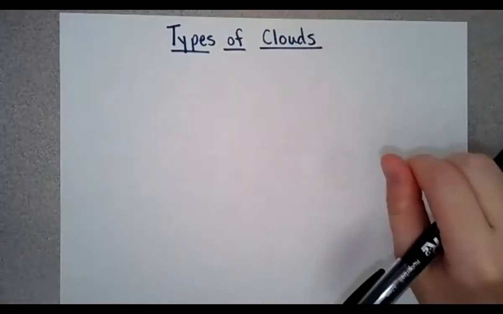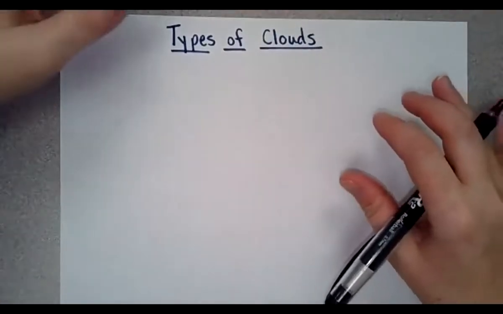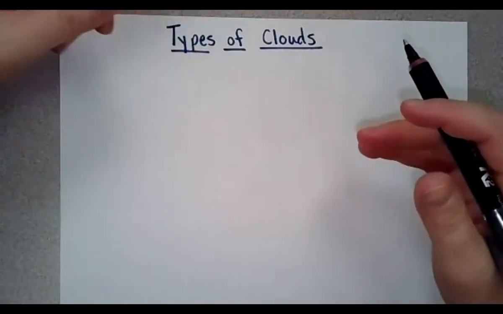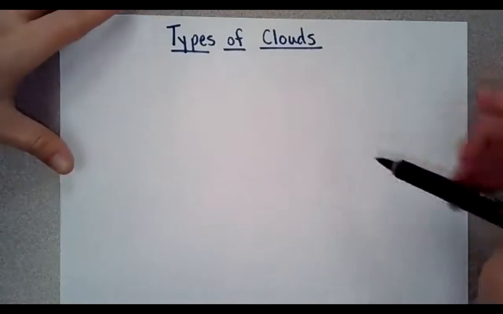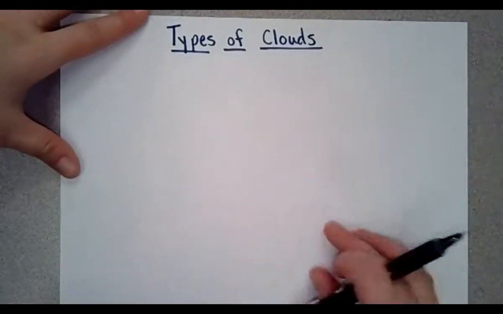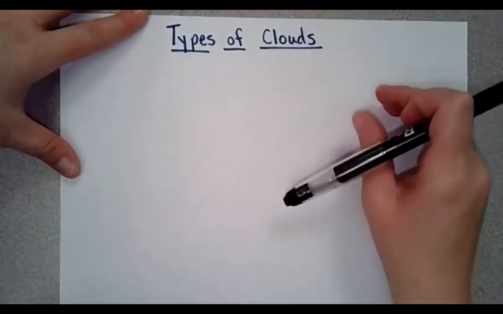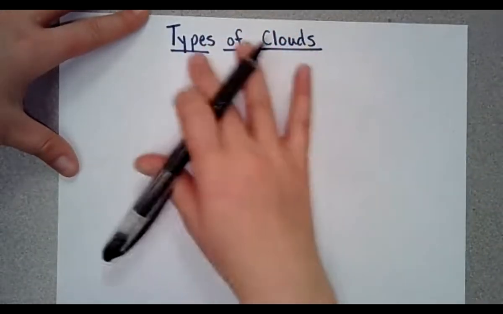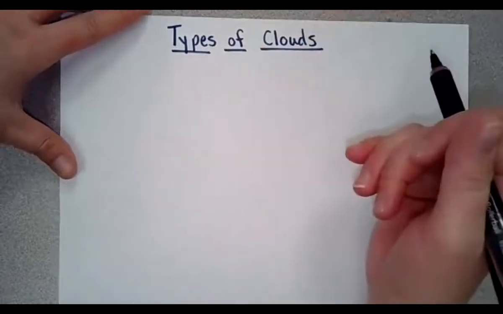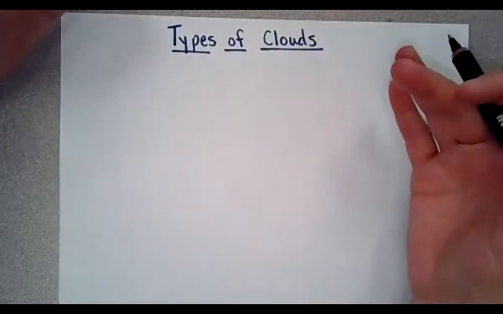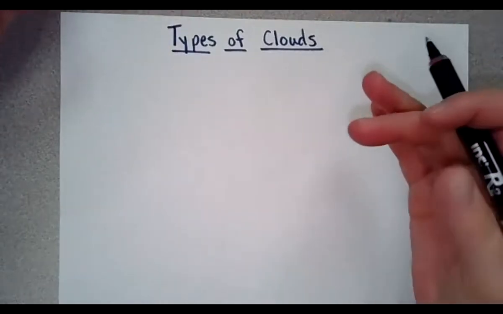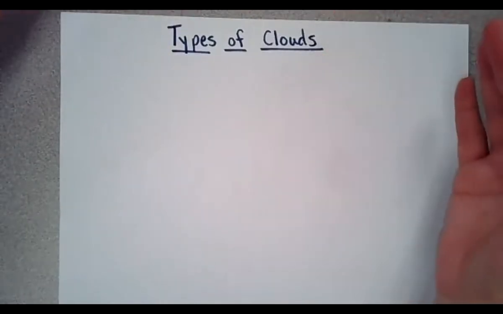Okay, so today we're going to be talking about types of clouds. Clouds, as you know, are formed in the water cycle. When water evaporates, it hits the cool air of the atmosphere, condenses, and turns into a cloud. Clouds hold water in them. The more gray they are, the more water they're holding.